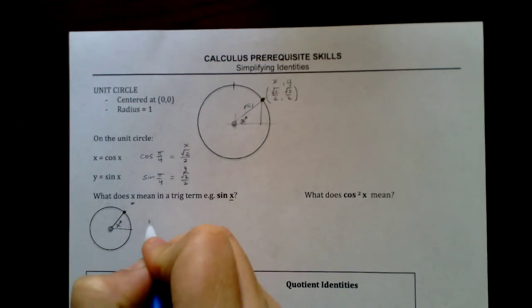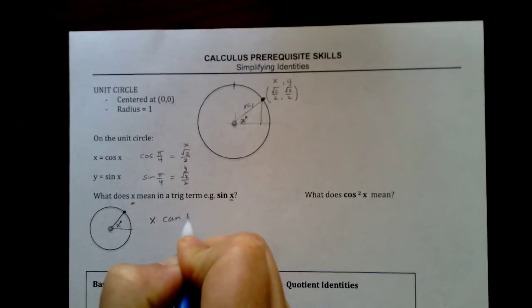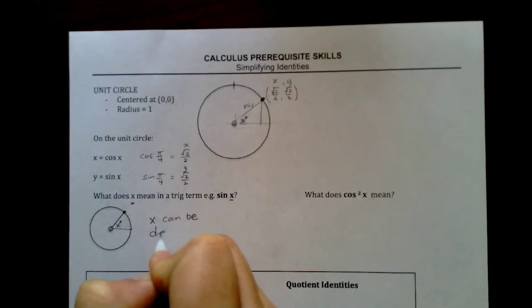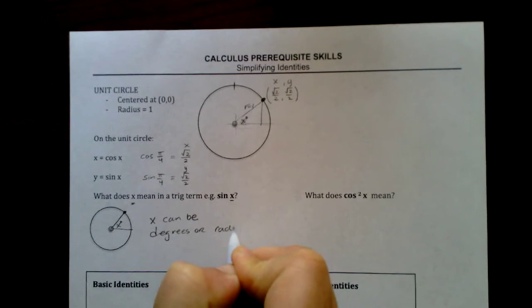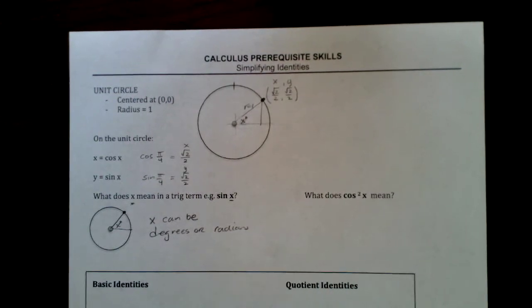Okay, so here's what we know. X can be either degrees or radians. Traditionally, we use theta when we want the answer in degrees, or we will use x when we want radians, or we could use the variable t.